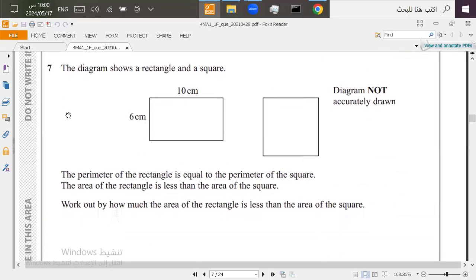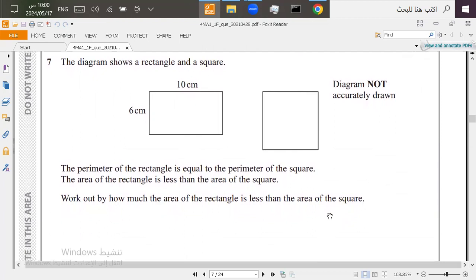Question 7. The diagram shows a rectangle and a square. This is the rectangle. This is the square. The perimeter of the rectangle is equal to the perimeter of the square. The area of the rectangle is less than the area of the square. Work out by how much the area of the rectangle is less than the area of the square.